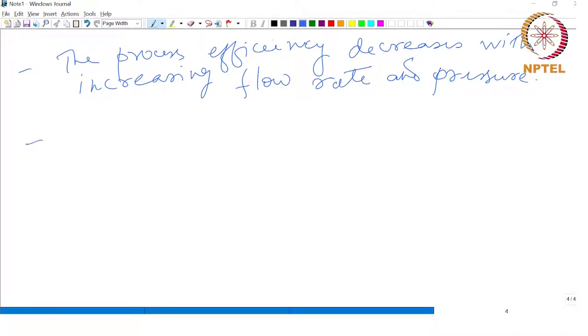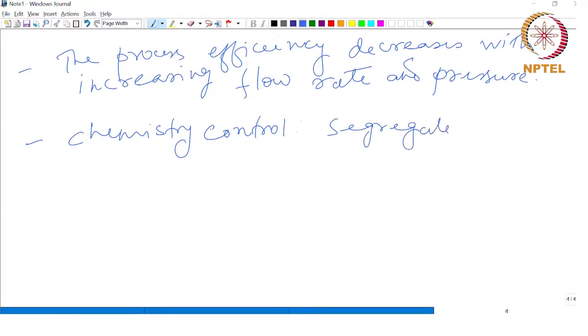Chemistry control is also a challenge at times. And with respect to this, segregation of alloying elements is an issue when you are making alloyed powders by this process.